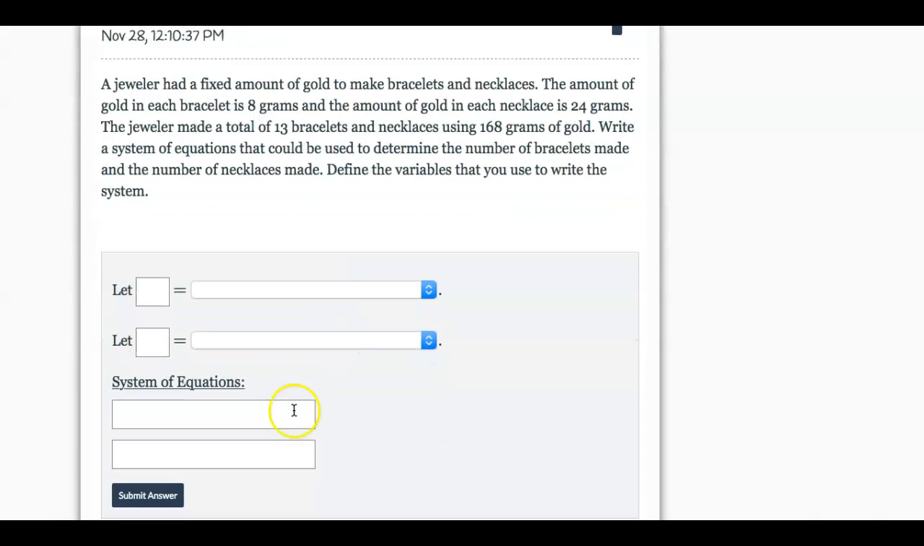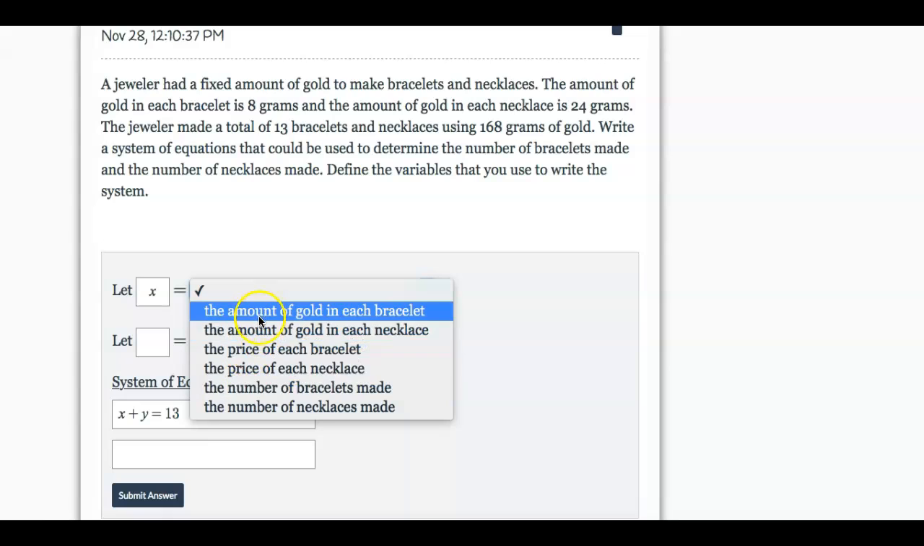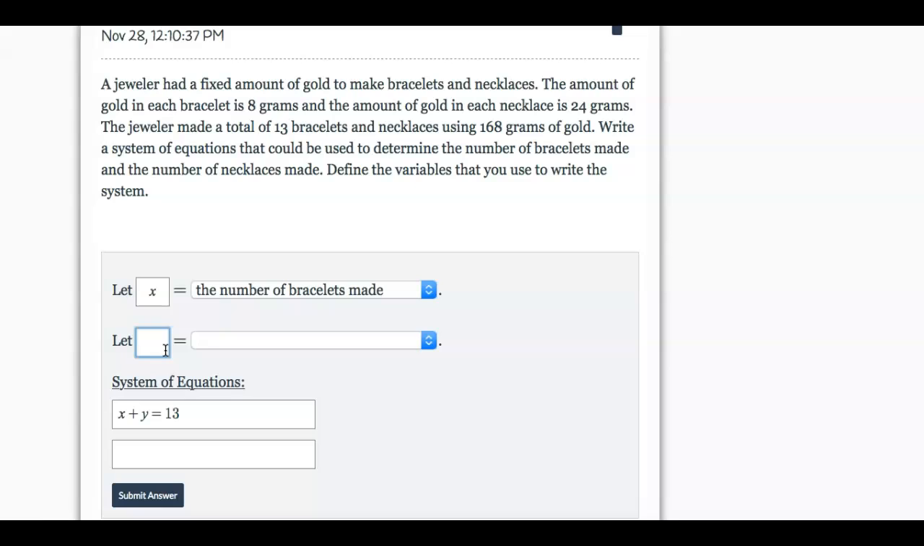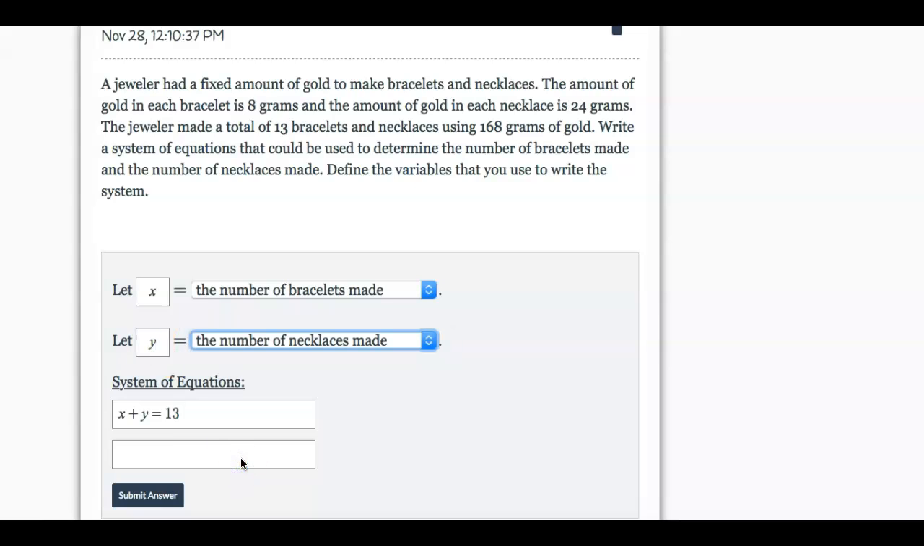Okay, so that means we're going to have an X plus Y equals 13. The total number there. Okay, so that also means that we're going to let X be the number of bracelets. So we don't want the amount of gold. We don't want the price. We want the number of bracelets made. And we want Y to equal the number of necklaces made. Okay, so the total number of bracelets and necklaces was 13. So X plus Y equals 13.